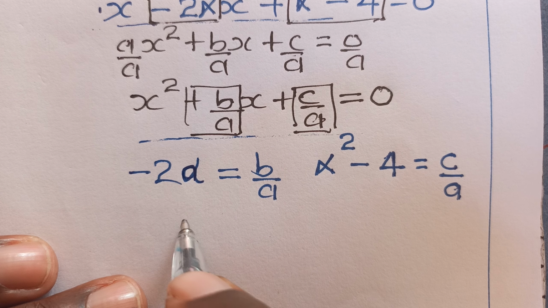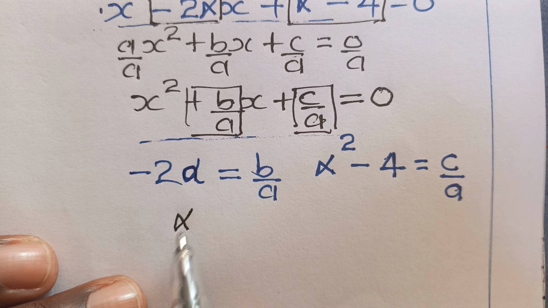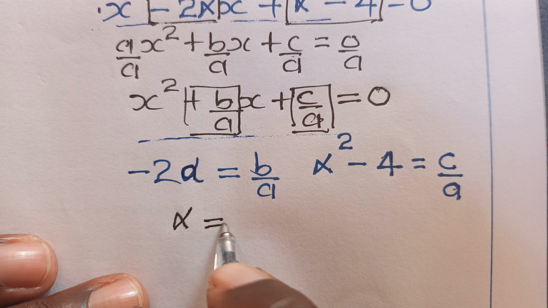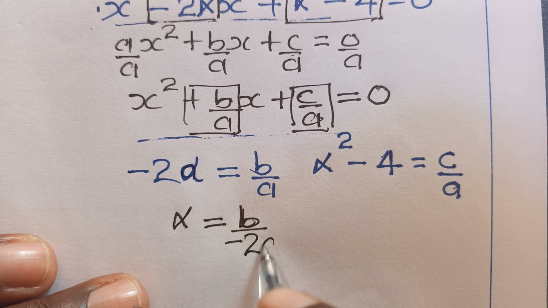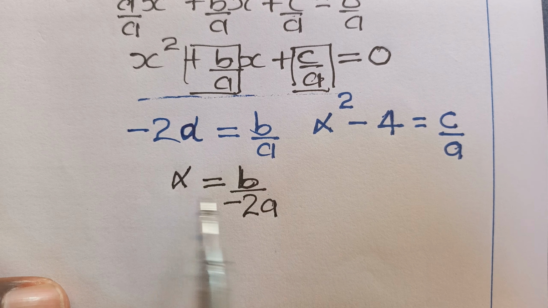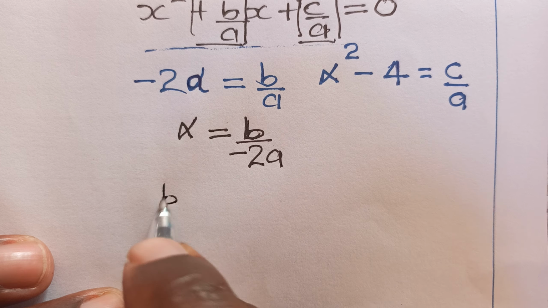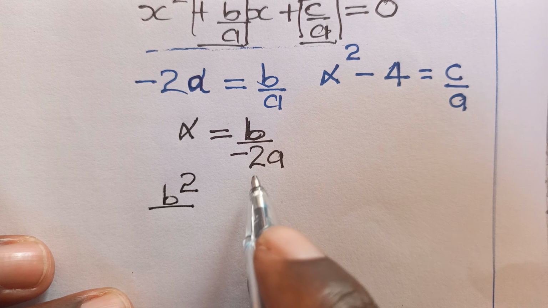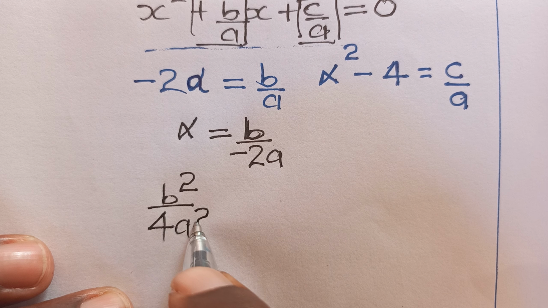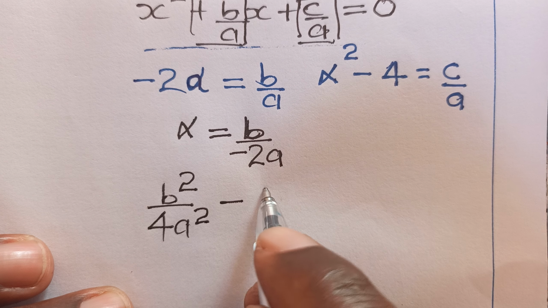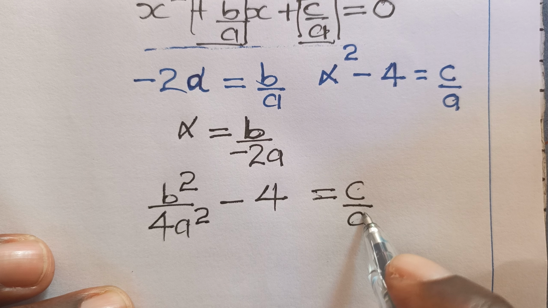Guys, now we can make alpha the subject of the formula here so that we can replace it right here. So this one is going to be alpha equals b all over minus 2a. Now we replace that in this equation. And so we shall have b squared all over, now you are squaring, this comes to 4a squared, minus 4 is equal to c over a.